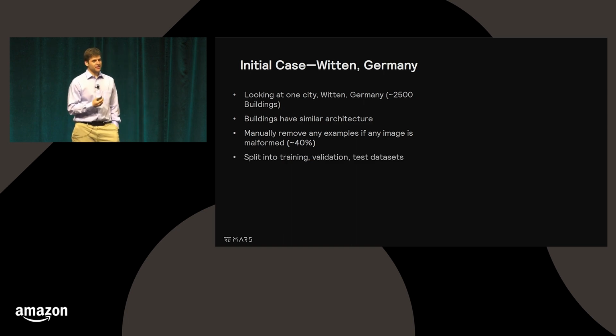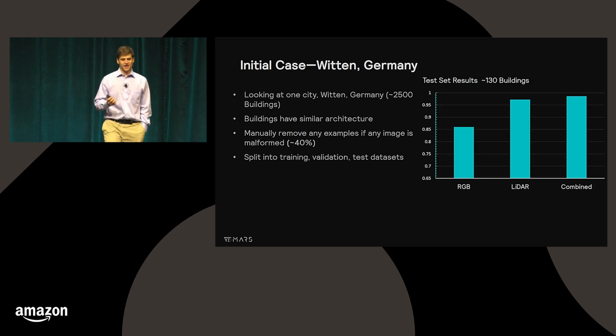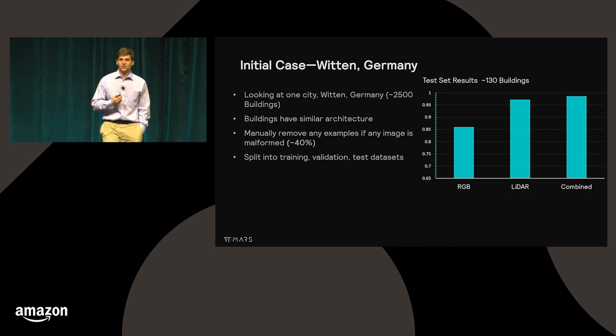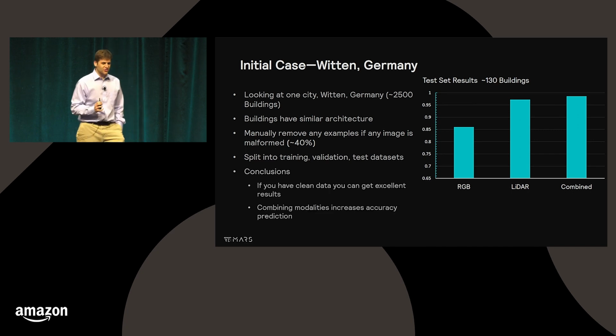Then I split this into training, validation, and test sets. And these were the results that I got. If you were just looking at satellite images, you got around 86% accuracy. With the LiDAR image, you got around 97%. And with the combined, it was around 98%, so a little bit more accuracy. So the conclusions were that if you have really clean data, you can get really excellent results, and by combining modalities, we are able to increase accuracies and predictions.